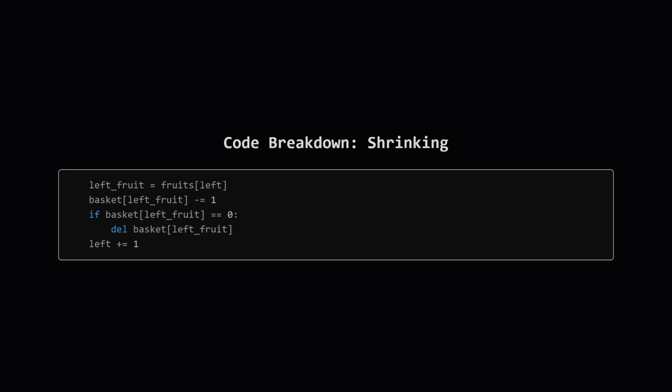The shrinking process happens inside this while loop. We get the fruit type at the left pointer's position. We then decrease its count in our basket. A crucial step is to check if that fruit's count has dropped to 0. If it has, it means that fruit type is no longer in our window, so we must remove it from the basket entirely. Finally, we slide our left pointer one step to the right.